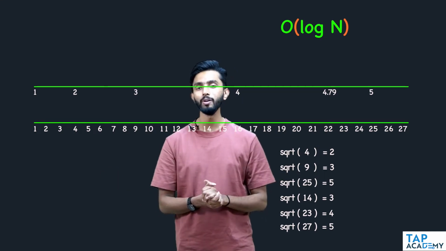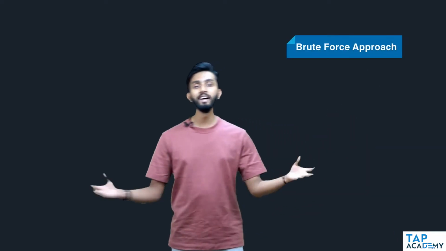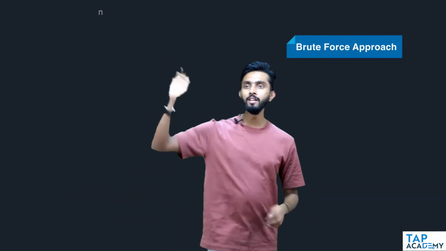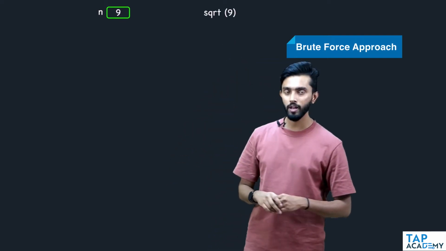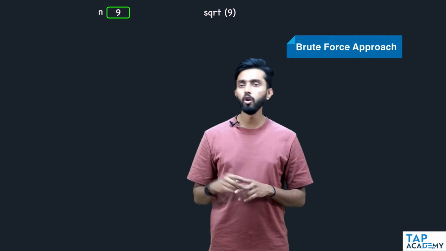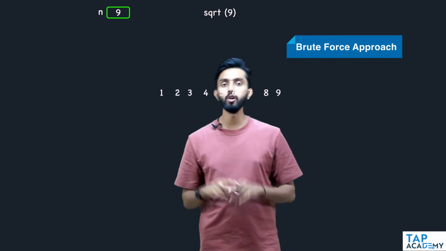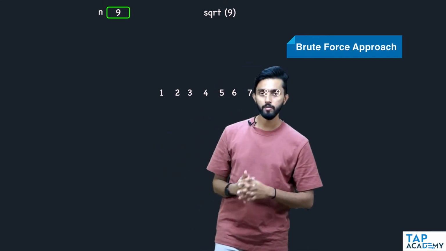Now, how are we going to do this? Let me show you. Okay. First and foremost, let's look at a brute force approach, a naive approach. Assume n is 9. I need to find the square root of 9. Now, wouldn't you agree that the square root of 9 will obviously lie between 1 and 9. It will lie between this range only, right?